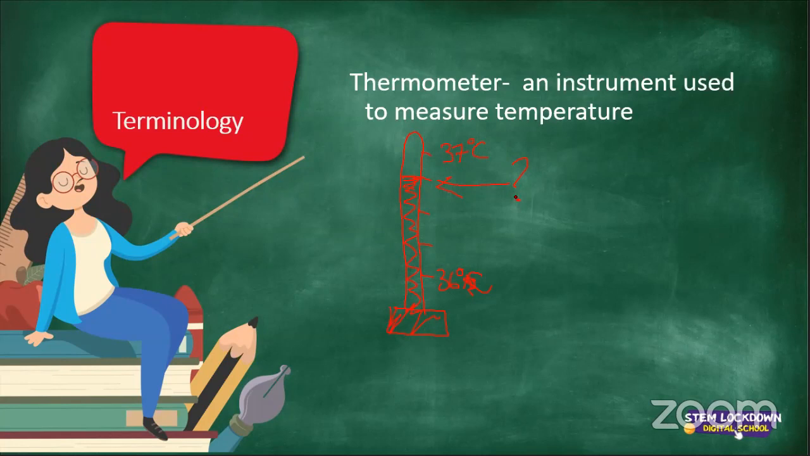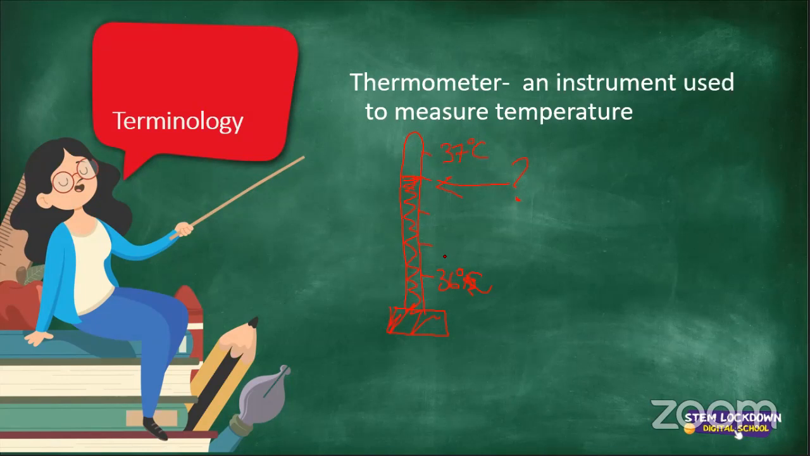Okay, while you're thinking about the reading, you first need to know how big each increment or each interval is. In that case, you need to count how many intervals there are between 36 and 37. Okay, I have an answer. Jared, the answer is 36.75.